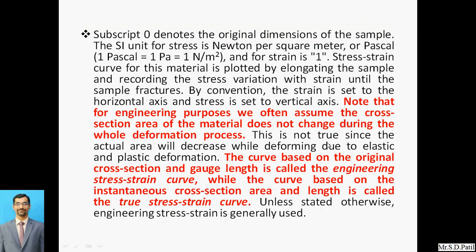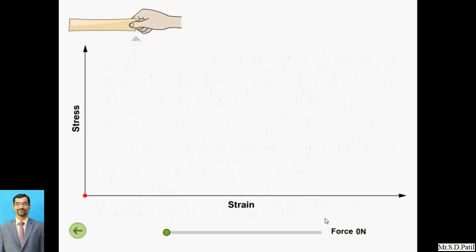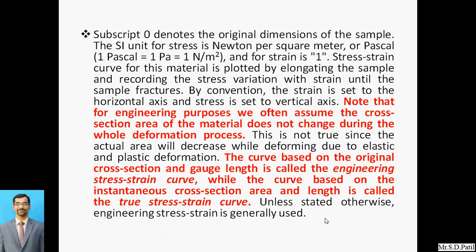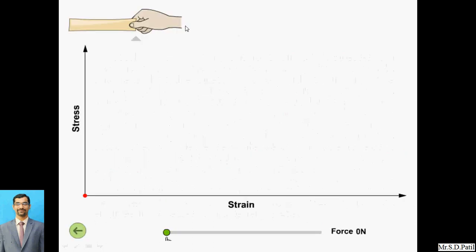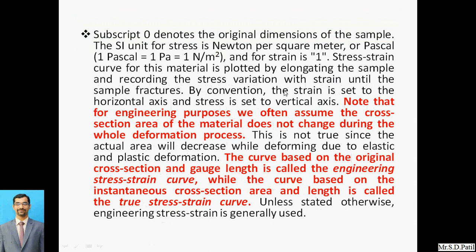Now basically the stress is calculated in terms of newtons per square meter, and strain does not have a unit, so it is unitless, that's why it is denoted by 1. So the stress strain curve for these materials is plotted by elongating the sample and recording the stress variation with strain until the sample fractures. In the previous diagram we have seen how this stress strain diagram has been plotted, which is nothing but the stress strain curve for any material plotted by elongating the sample. Here that sample gets elongated and the stress strain curve diagram has been plotted.